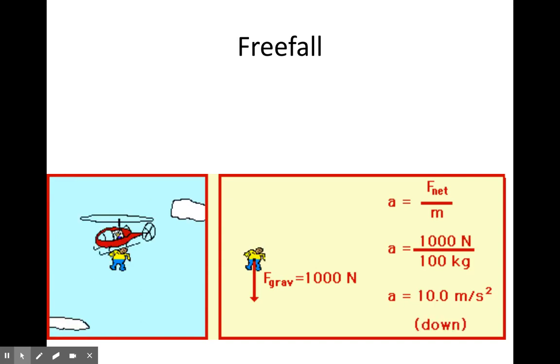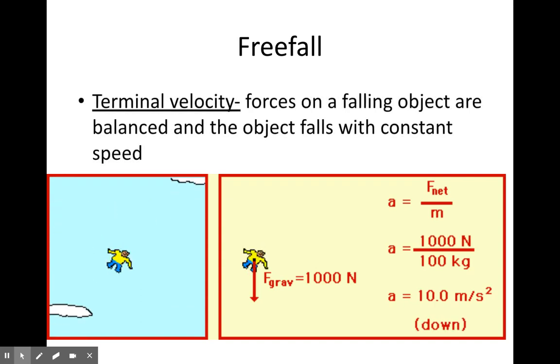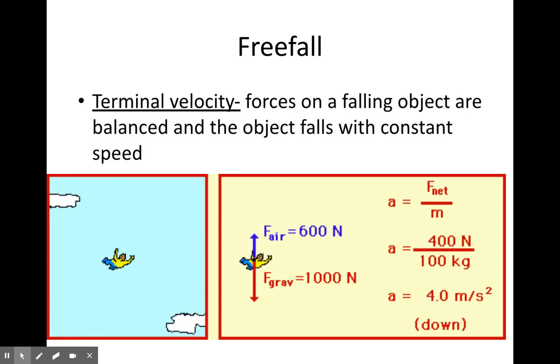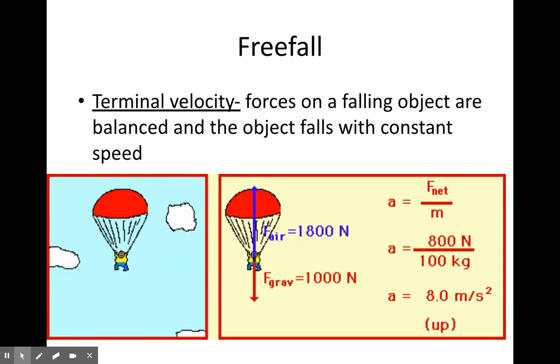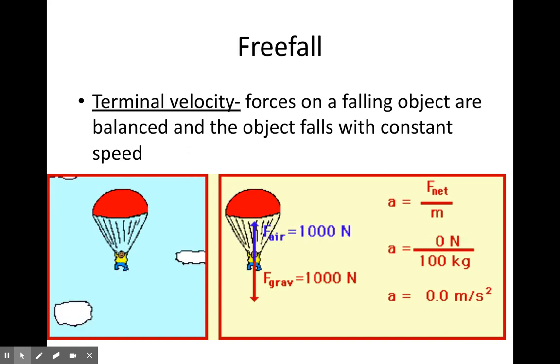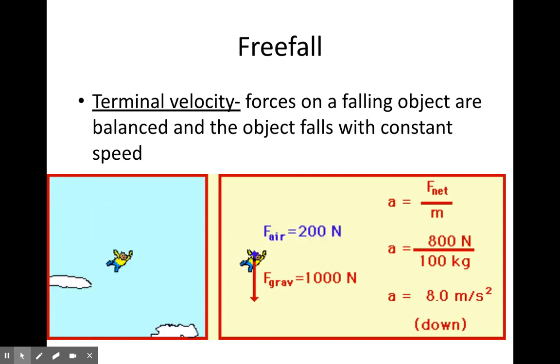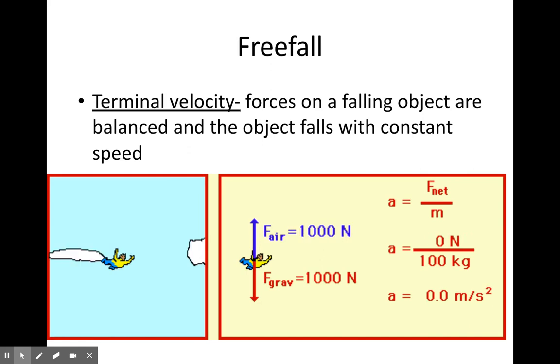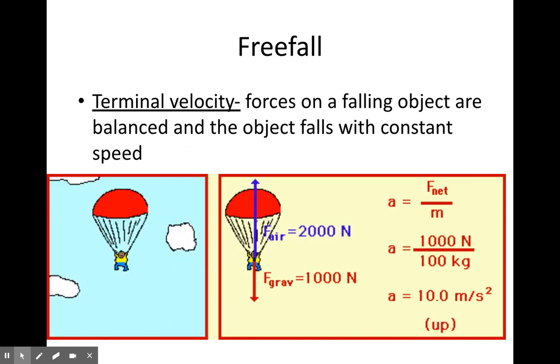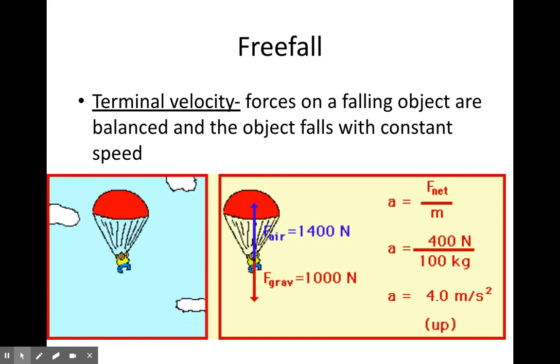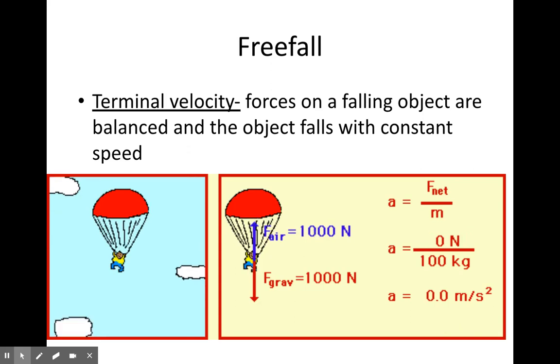That's called something. It starts with a T. It's called terminal velocity. The forces on a falling object are balanced, and the object falls with a constant speed. When you first jump out of the plane, gravity's pulling on you. You're accelerating, but your body will only accelerate to a certain speed. Like right now, our guy's falling. Boom. Right now, we've hit terminal velocity. When he opens the parachute, we hit a new terminal velocity. Okay? Both are constant velocities.